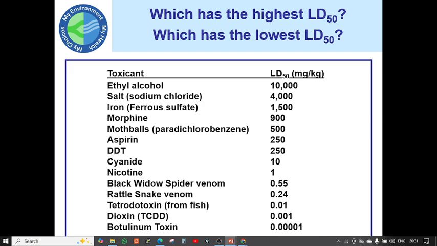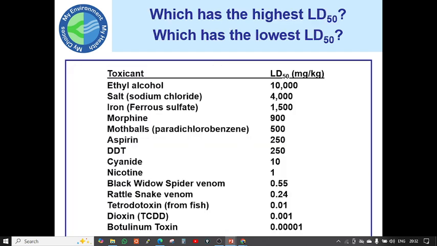Cyanide is 10. Nicotine is 1. So these are highly toxic substances. Rattlesnake venom, tetrodotoxin, dioxin, botulinum toxin. So these are very highly toxic substances. If they enter the body, they can immediately cause a very serious effect in your body.